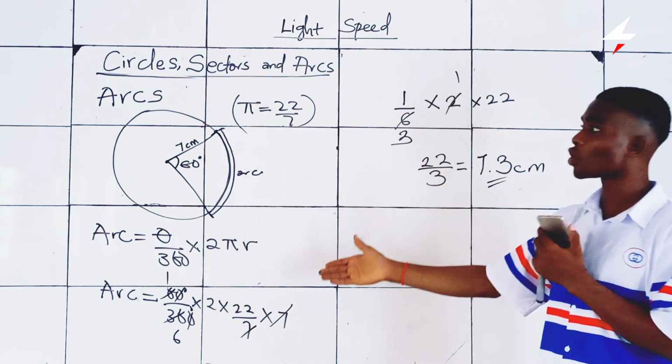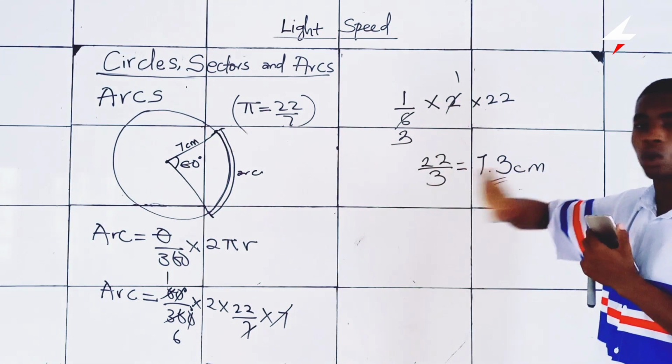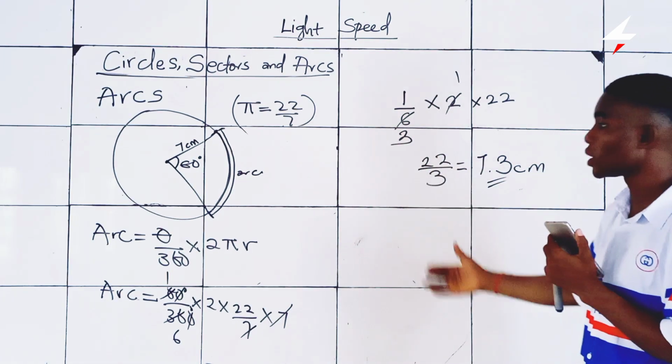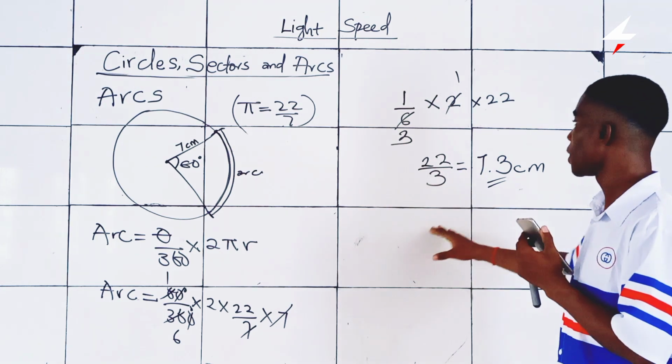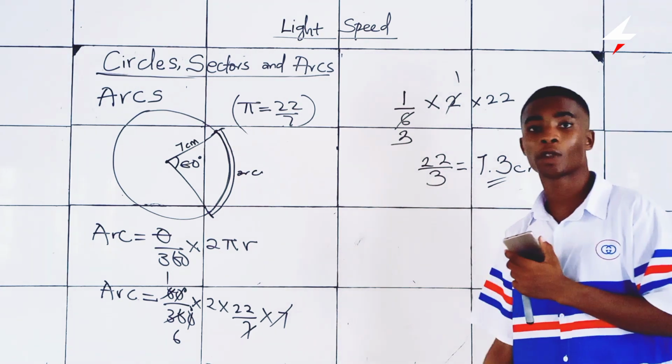So this is how you solve questions regarding arcs of a circle. It's quite easy. Just follow the process orderly, and then you know how to solve the question. Thank you very much for watching my video.